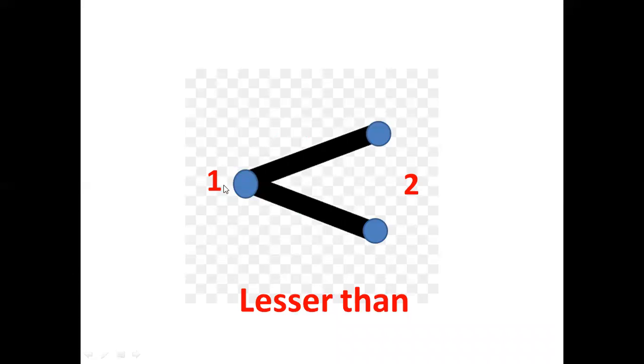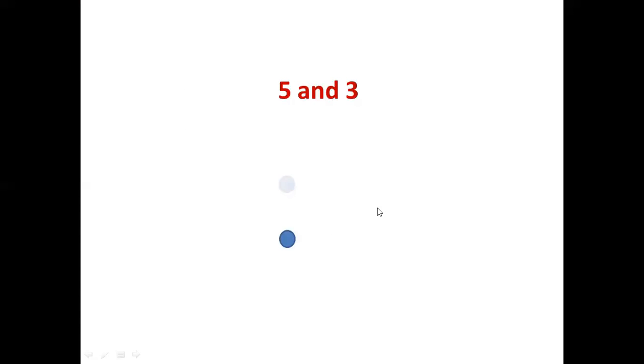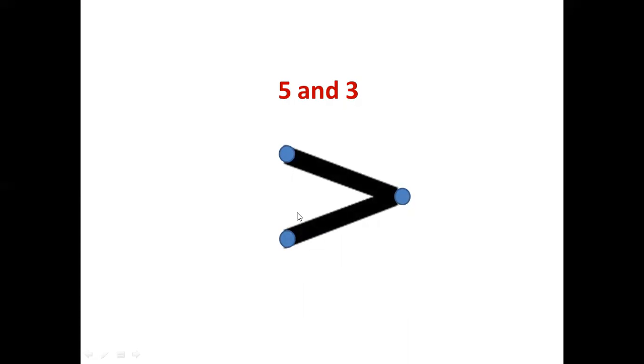So we can say 1 is smaller than 2 or 1 is lesser than 2. Smaller and lesser is the same thing. Now look at this figure. Three dots on this side and one dot on this side. So this is the greater side.